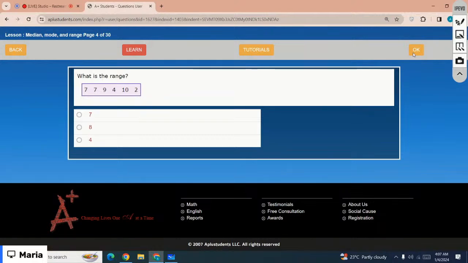What is the range of the given data? Which is the correct option? How do you find range? Range is the difference between the smallest and the greatest number in the given data. So what is the range of this data?